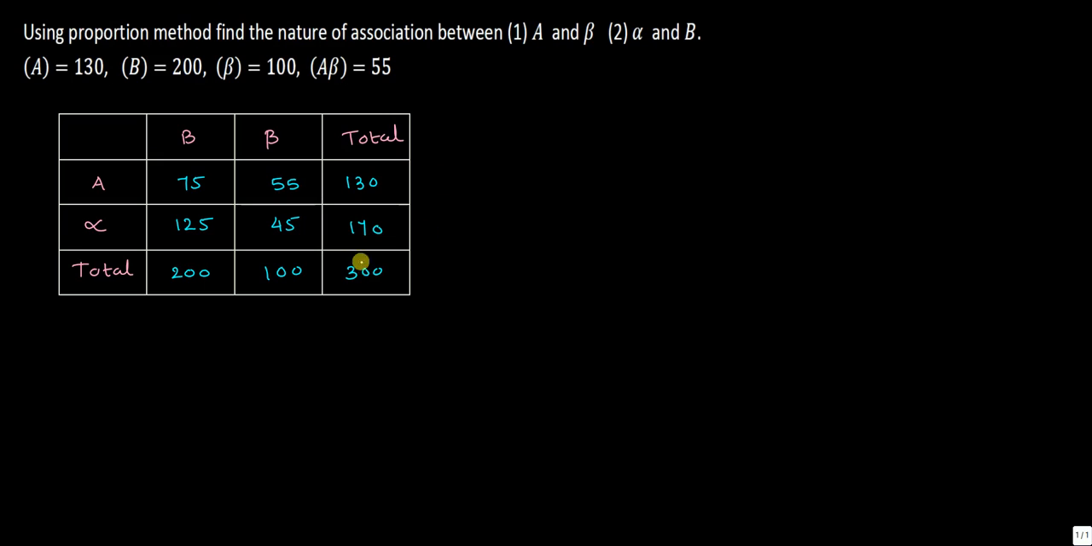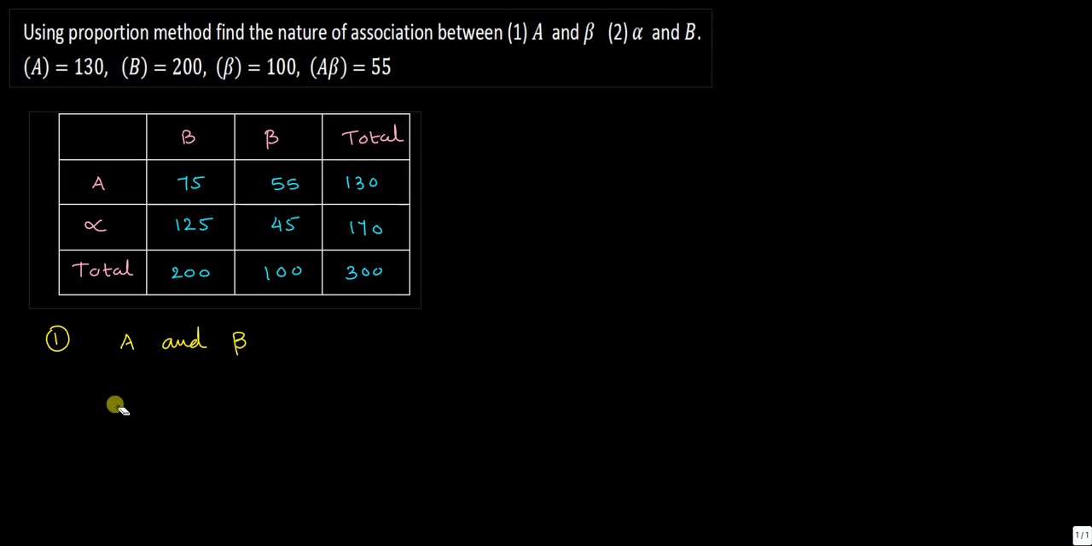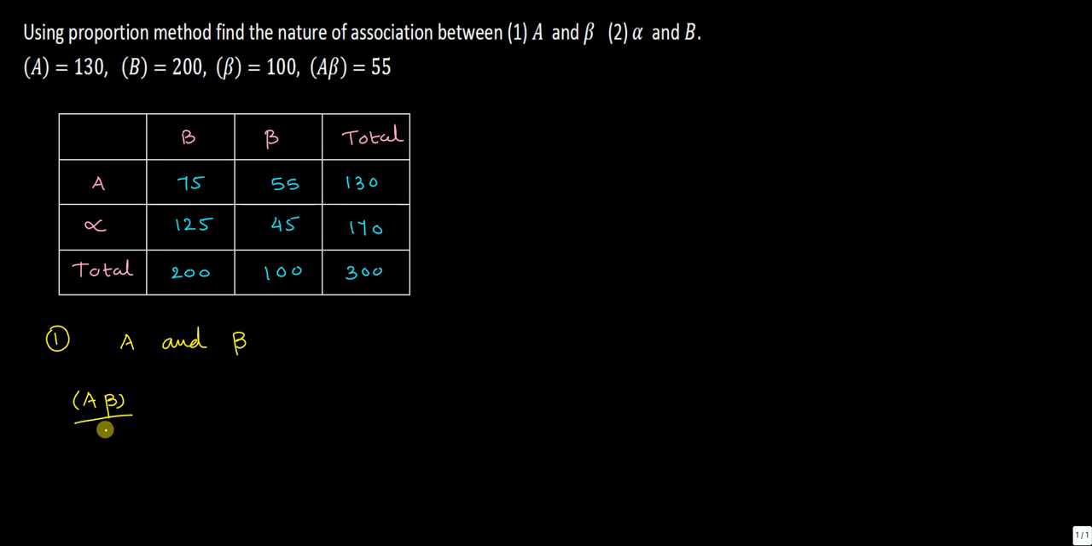Now find out our two answers. Number one is A and beta. Find A beta upon beta. First, since beta is asked, we will get A beta upon beta. You could also find B upon B. It is equal to 8.